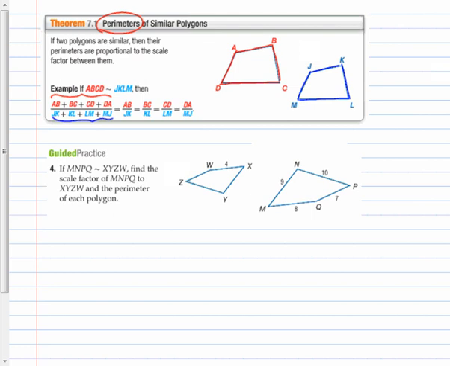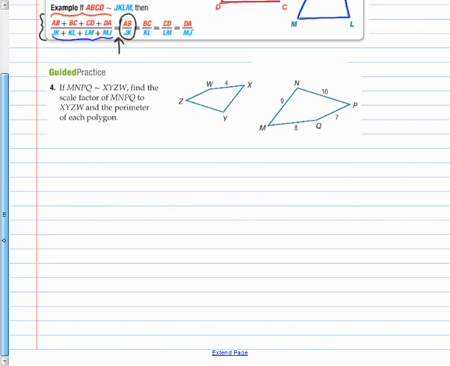So right here they have said that the ratio of the perimeters equals the ratio of any two corresponding sides. If I just took AB to JK, that's the same ratio as the perimeter ratio. So whatever the scale factor is between any two similar polygons, that's the same as the ratio of the perimeters. So I don't have to find all the different pieces to figure out what the perimeter is if I know the ratio. So let's try it out here.